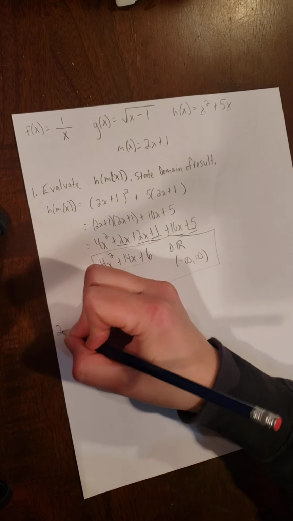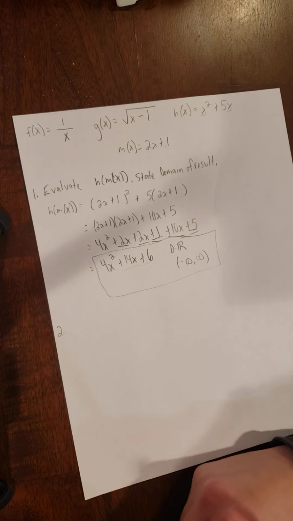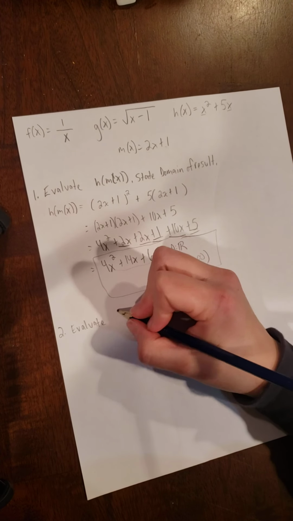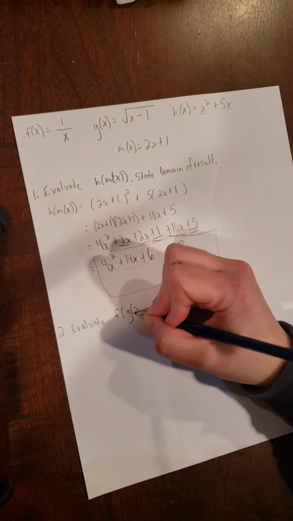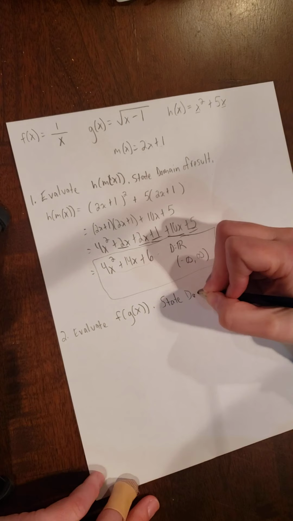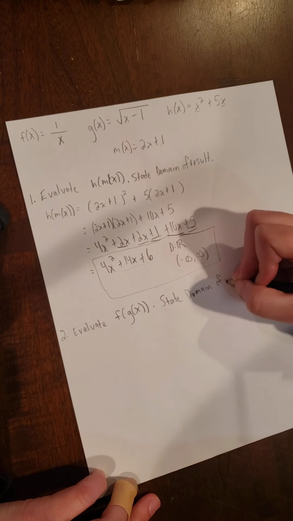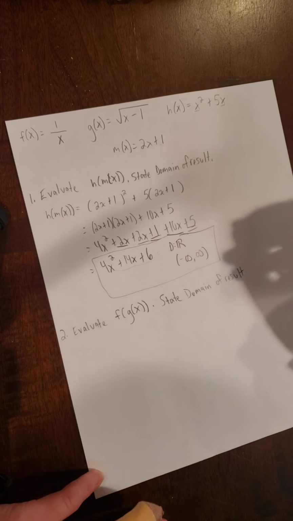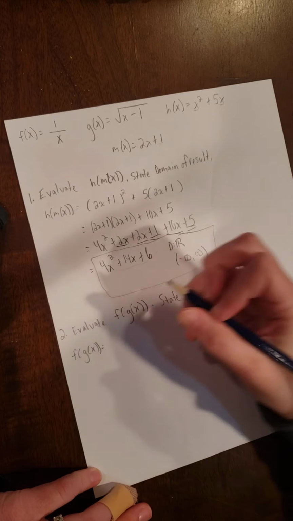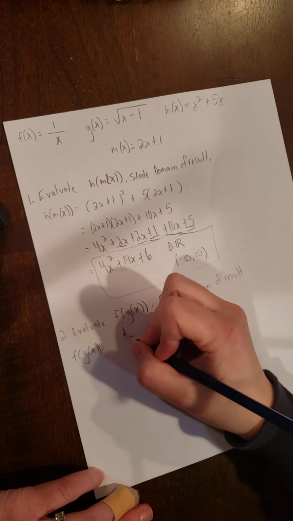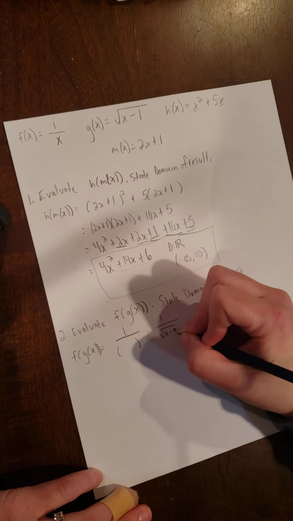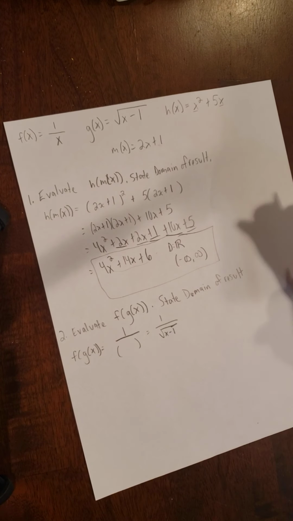So now, what if I evaluate f of g of x and state the domain of the result? So I have to stick g into f everywhere that there is an x in f. There's only an x right here. So that's going to be 1 over the square root of x minus 1.